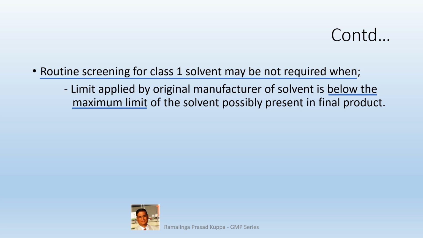The first condition is that the original manufacturer should list in the solvent specifications the content of class 1 solvent. The limit should be such that the level of class 1 solvent present in the final product where it is used will be within the specified limit.